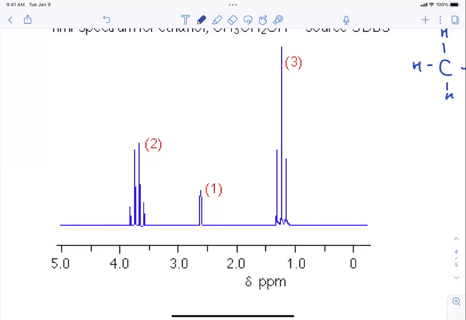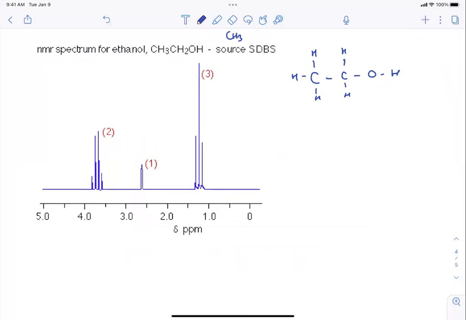So if you have a ratio of 1 to 2 to 3, you could have 6 hydrogens, or you could have 12 hydrogens. The ratio is still 1 to 2 to 3, but in reality, it's 2 to 4 to 6. But that's still the same ratio of hydrogens. Hopefully you'll see that when we apply this here. Because when we look at this molecule, how many environments do we see in this molecule?